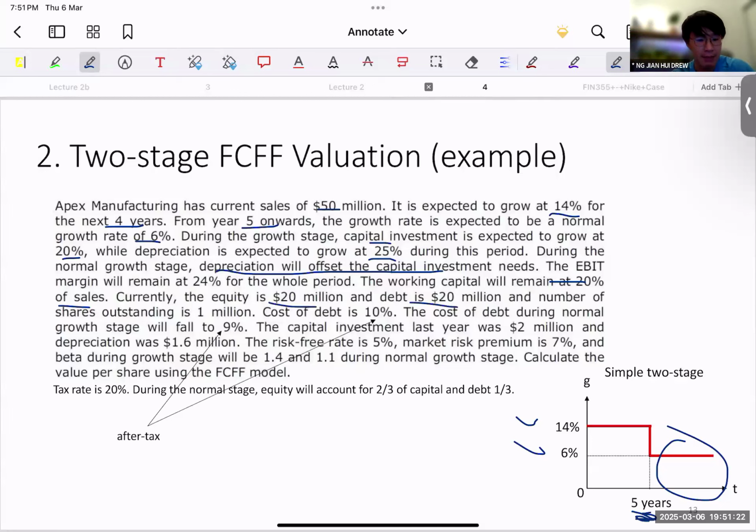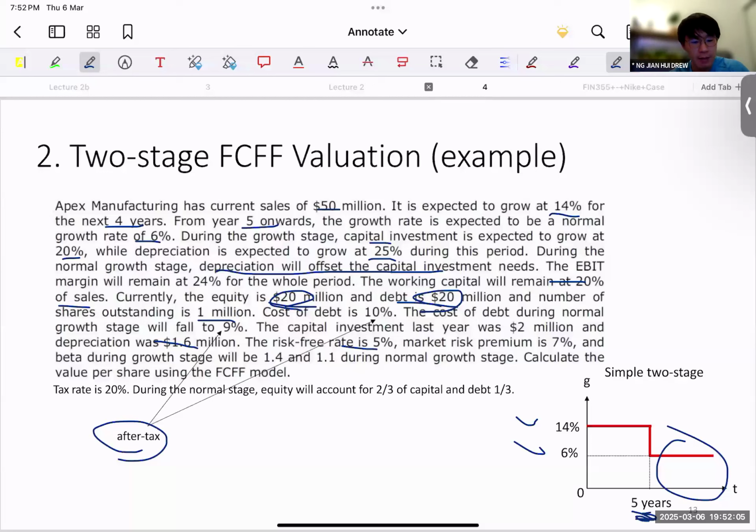Currently, equity is this and debt is this. Means what? Currently, there is 50% equity and 50% debt, right? Both are equal. So 50% equity, 50% debt, and we have 1 million shares outstanding. Cost of debt is 10%. Cost of debt during the normal growth period will fall to 9%, and these are both after tax. So that means we need not consider the tax rate because it's the after-tax cost of debt. Capital investment last year was 2 million. Depreciation was this. So they give you the year zero capital investment and year zero depreciation.